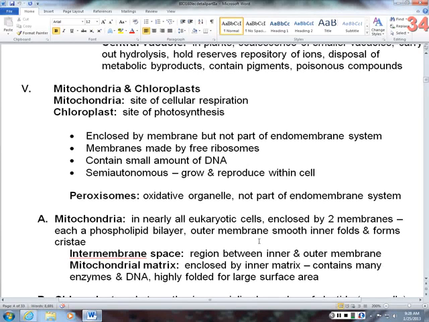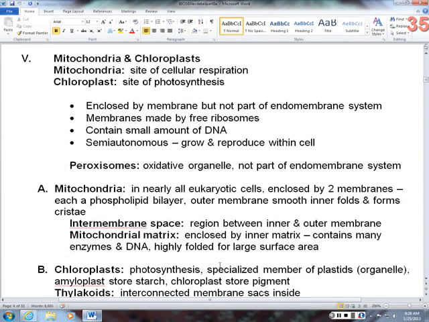Your intermembrane space is the region between the inner and outer membrane. So this is your intermembrane space out here. And then the mitochondrial matrix is enclosed by the inner membrane. It's going to have some enzymes, some DNA, and it's tightly folded for a large surface area. So this is where you're going to have the matrix in the middle of it.